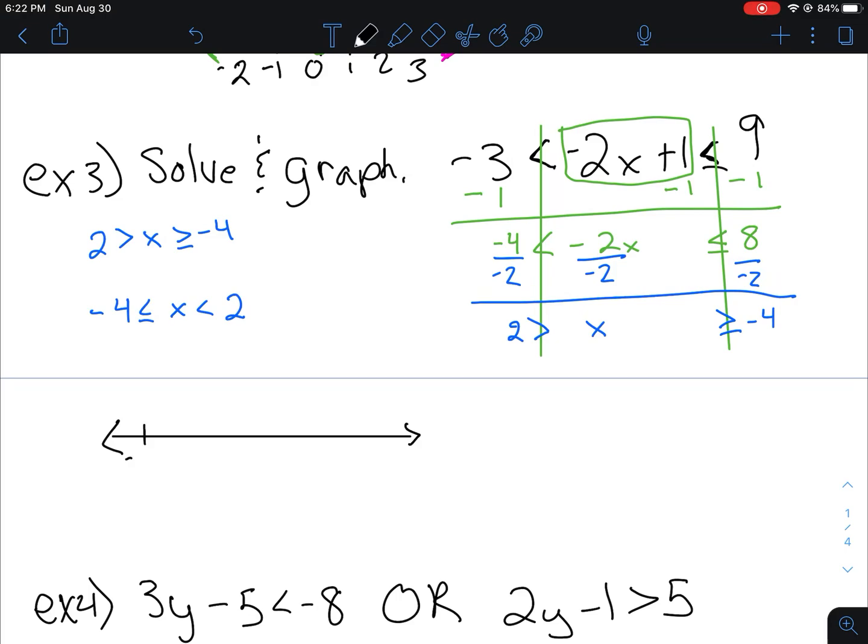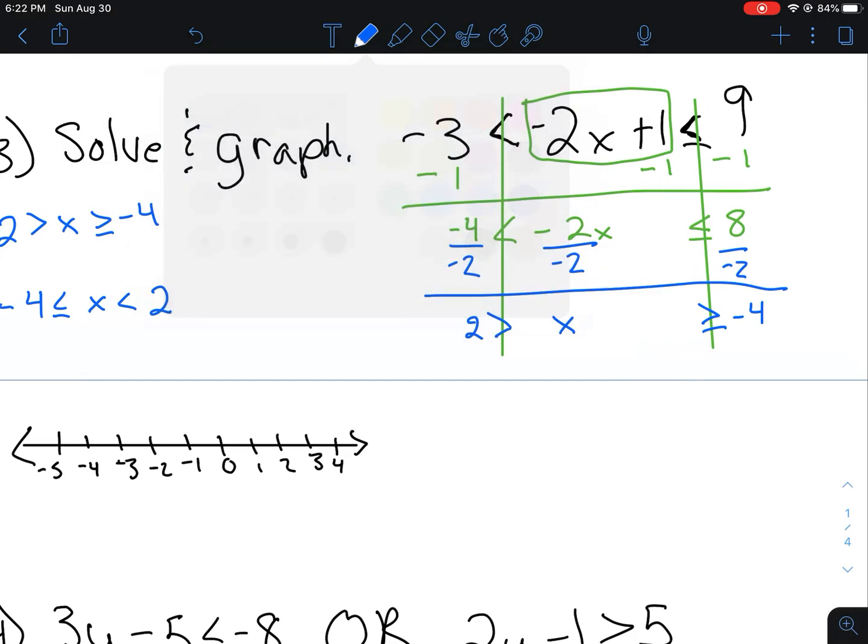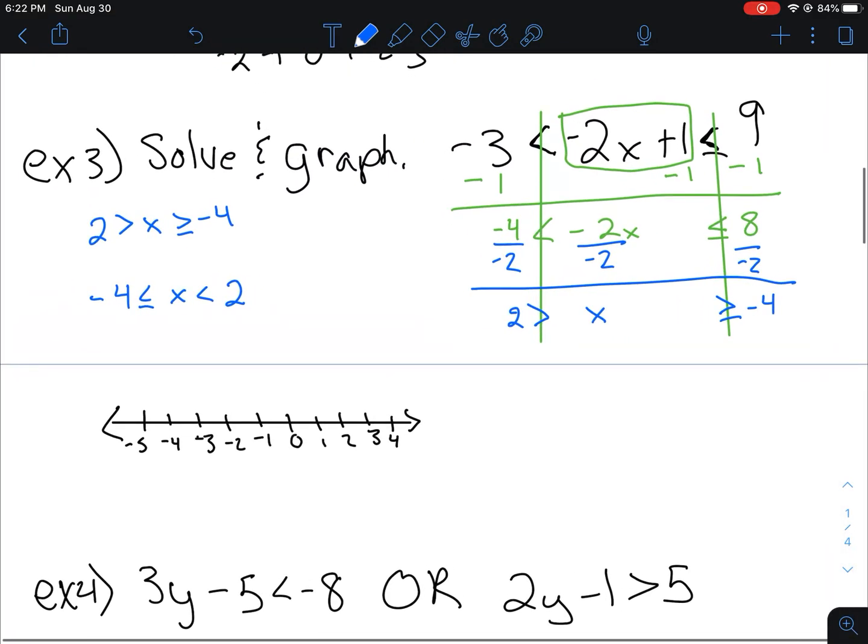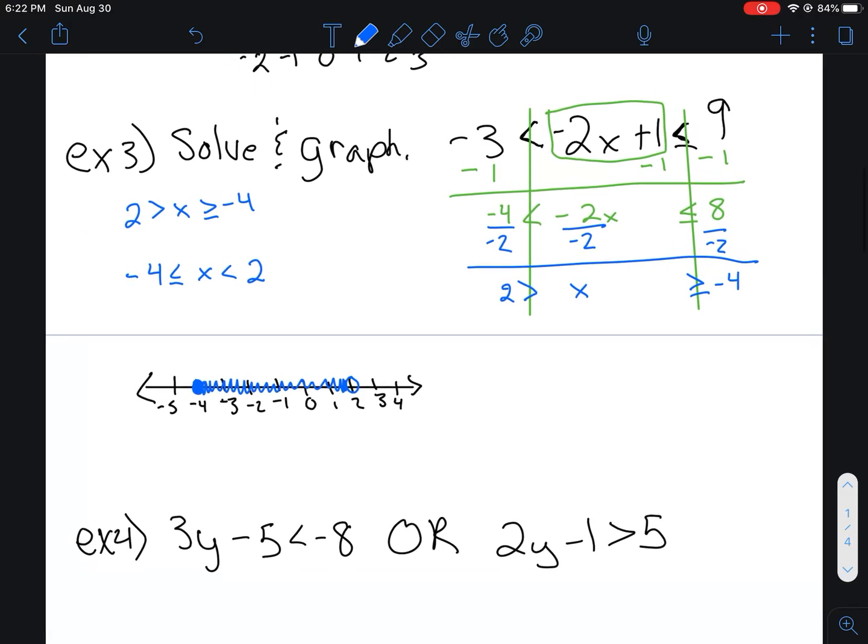So here we have -5, -4, -3, -2, -1, 0, 1, 2, 3, and 4. All right, so here I'm going to put a closed circle over -4. And then I'm going to put an open circle over 2. And then I'm going to shade here in the middle. I do not shade anything before the -4 or anything after the 2. I only shade in the middle because it's this and that.